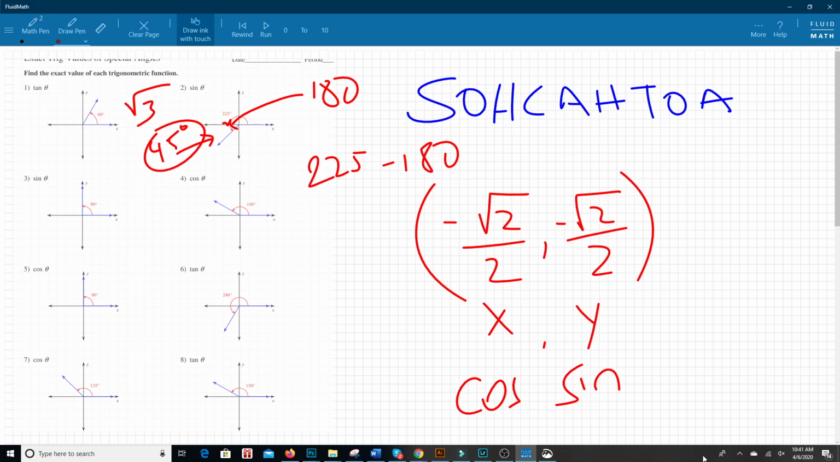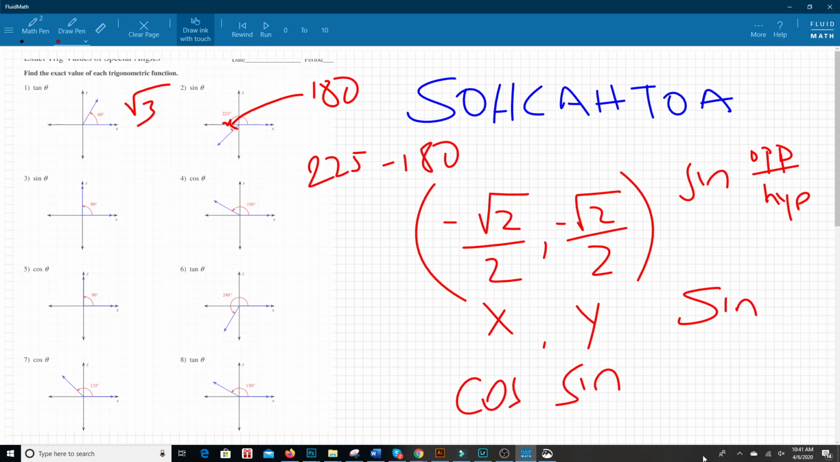So now what I'm going to be looking for is sine, right? Sine is opposite over hypotenuse. Actually, we still have to leave 225 in it, so this is actually nonsense.